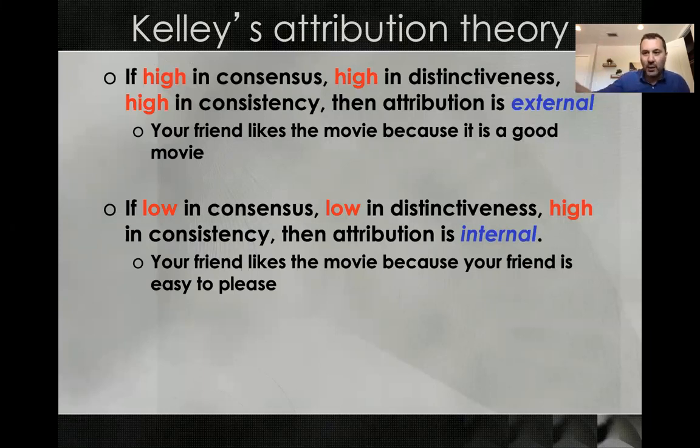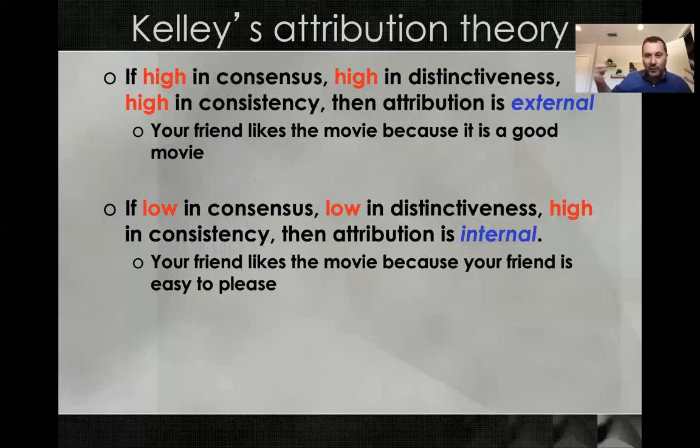If the behavior is low in consensus, so your friend raves about this movie, but no one else did, everyone else hates this movie, but your friend really likes it. And if the behavior is low in distinctiveness, then that means that your friend raves about every single movie they've ever seen. And then high in consistency means they always rave about this particular movie. Then you kind of should know what's happening, right? What's happening is that your friend has no taste in movies. They're simply easy to please. They like everything that they see.